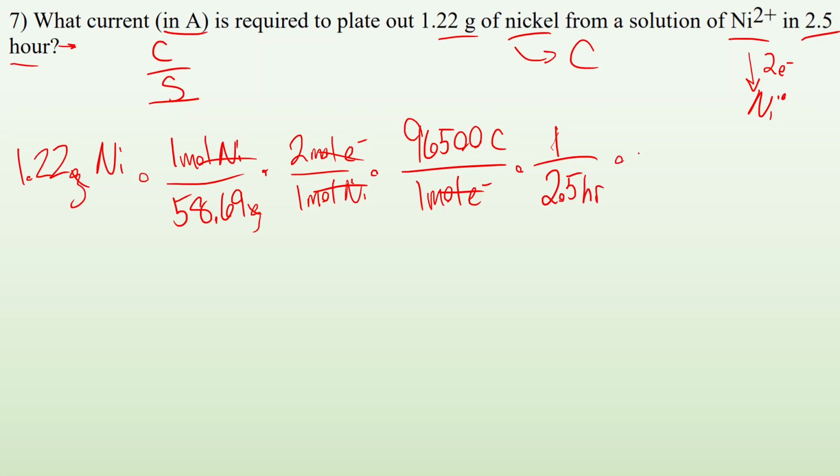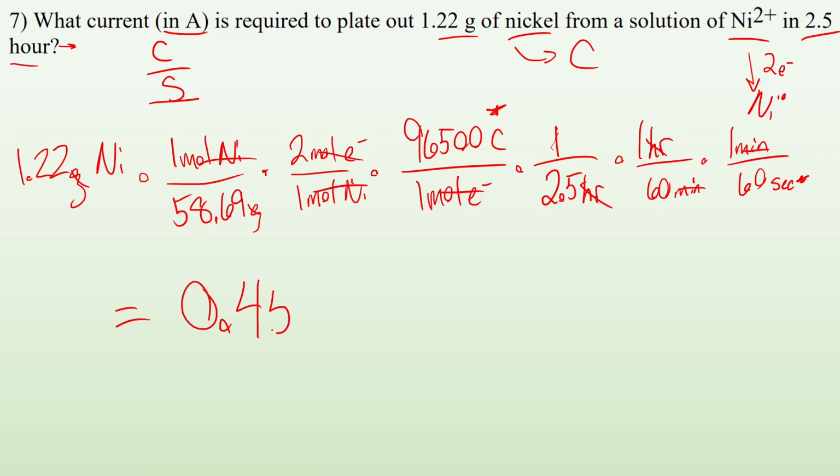Now let me fix my hours. I know that 1 hour is 60 minutes. My hours will cancel out. And I know that 1 minute is 60 seconds. My minutes cancels out. Now the only units I'm left with are coulombs over seconds. I have my dimensional analysis set up correctly. Let me pick up my calculator and beep pop, boop. I get 0.45 coulombs per second, which is also aka amp.